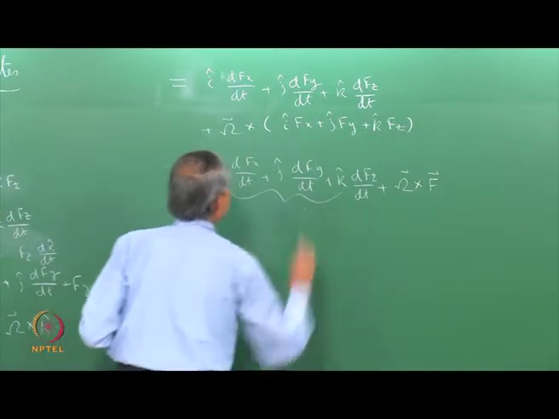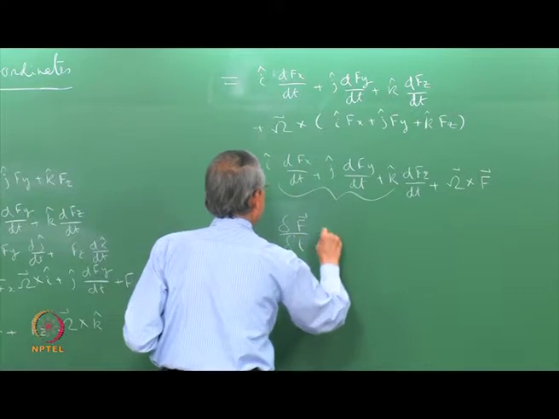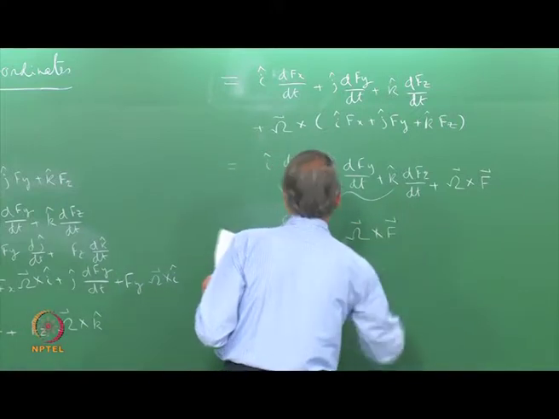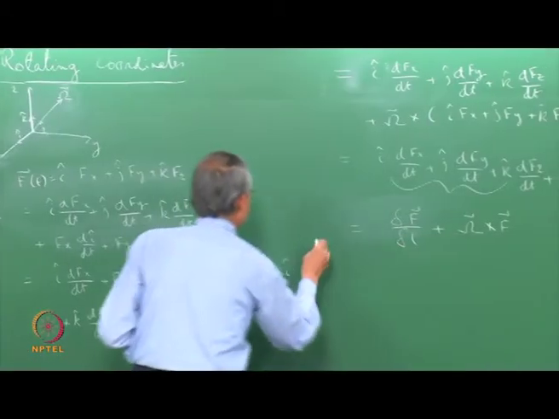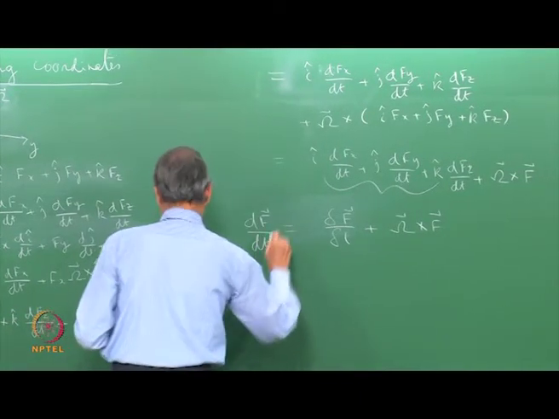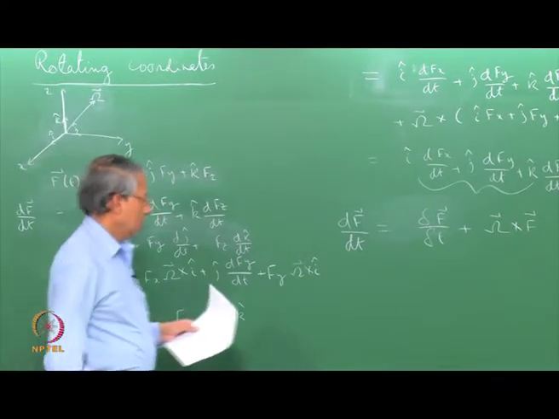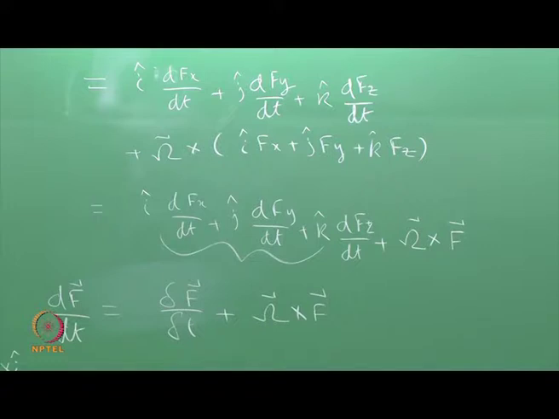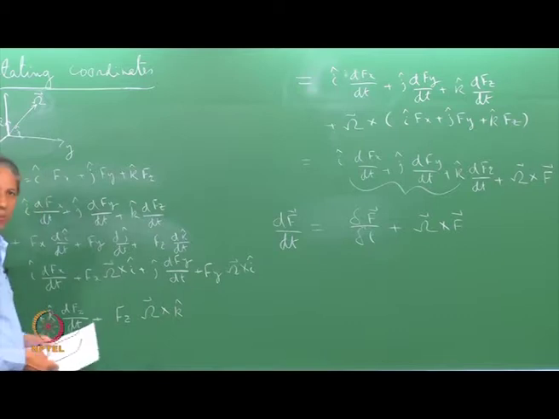These three terms are written as del f by del t, and this is omega cross f. So, this is the same as df by dt. So, this is the equation we are trying to arrive at. What is the significance of this?